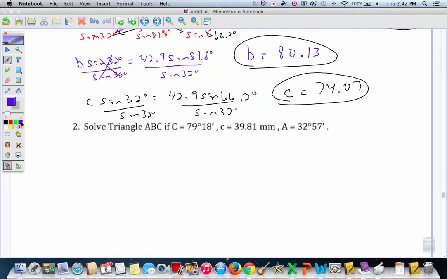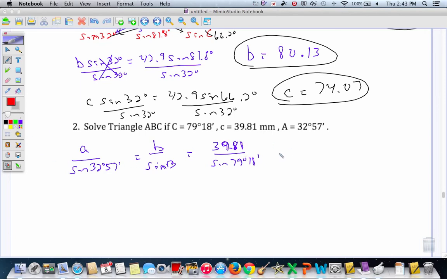We'll go one more time here just to make sure we're clear. Solve our triangle. If C is 79 degrees and 18 minutes, side c is 39.81, and angle A is 32 degrees and 57 minutes. Don't know side a, but we know angle A is 32 degrees and 57 minutes. Don't know side b, don't know angle B. And we know side c is 39.81, and we know angle C is 79 degrees and 18 minutes. You can see we have one of our ratios filled out, which is pretty much a necessity in order to be able to solve for any missing variables.